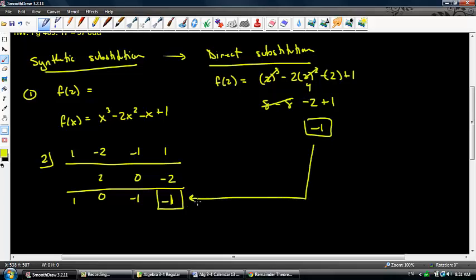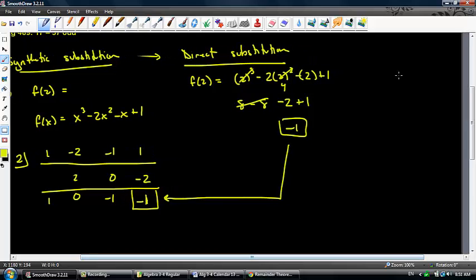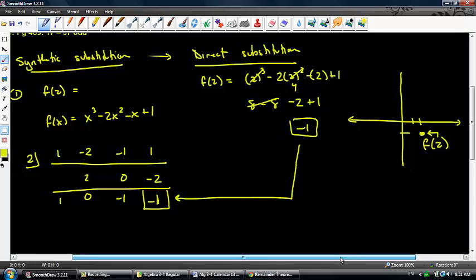Our answers match. What this tells me is that somewhere on this graph, when I plug in 2 for my x, my output is going to be negative 1. So this is where f of 2 is. It exists at this point right here. All right, that's what synthetic substitution tells you.